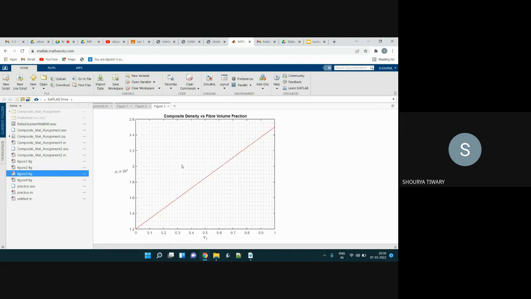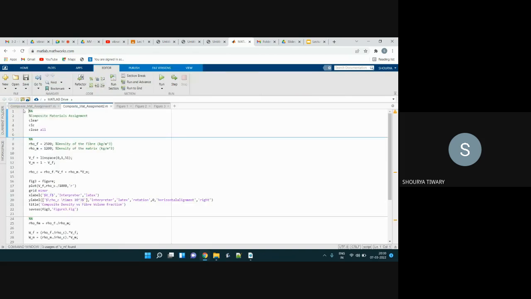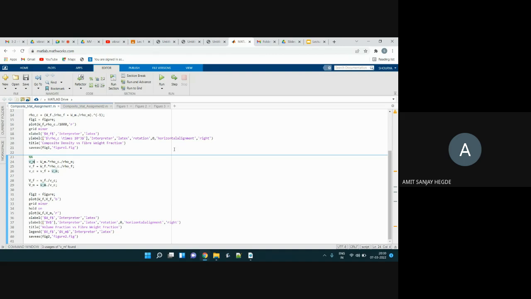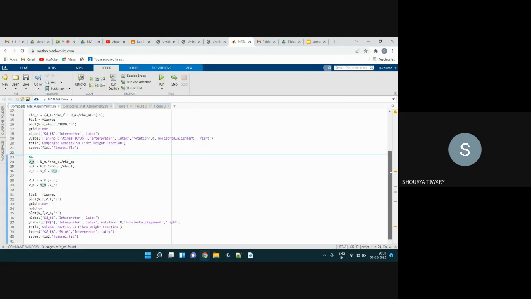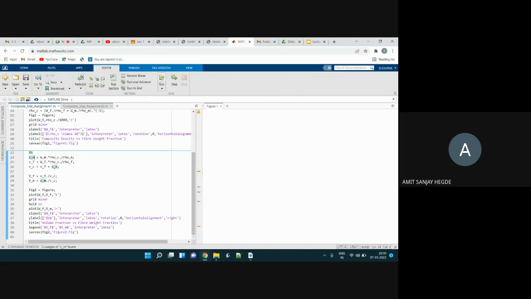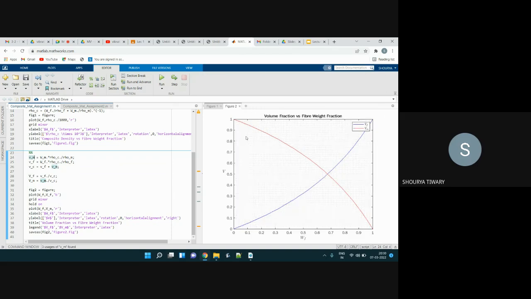Just a second. Sir, I think I saved the wrong graph. Figure one and figure two are for the first assignment, but figure three and figure four are the same as figure one and figure two. By mistake, I think I saved the wrong ones. Actually, sir, run the code again. It will save it as figure two. Yes, sir, this will be figure two.